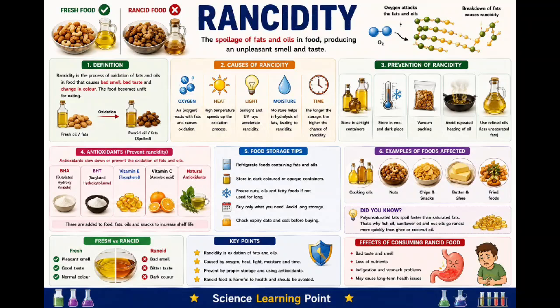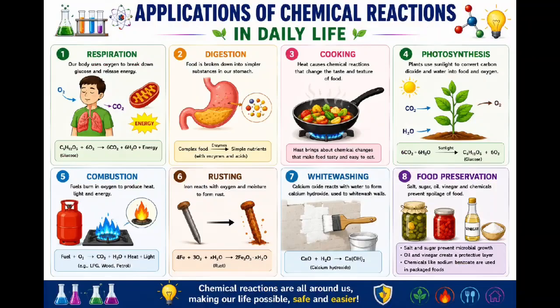So let's remember, rancidity is the oxidation of fats and oils in food. It can cause an unpleasant smell and taste, and we can slow it down by reducing exposure to oxygen, heat and light. One interesting point to remember is that corrosion damages metals while rancidity spoils food. Both involve oxidation, but they affect different materials.